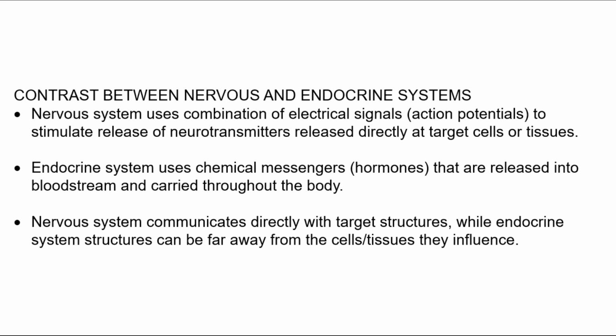Therefore, the endocrine glands do not need to be in close proximity to the cells or the tissues that they are controlling. Both systems make use of chemical messengers. The neurons must have synapses with the cells and tissues that they communicate with. Therefore, the nervous system communicates directly with target structures. The endocrine glands do not need to be in close proximity as they release hormones into the bloodstream. The blood then transports the hormones all over the body. So, therefore, the endocrine system can be far away from the cells and tissues that they influence.